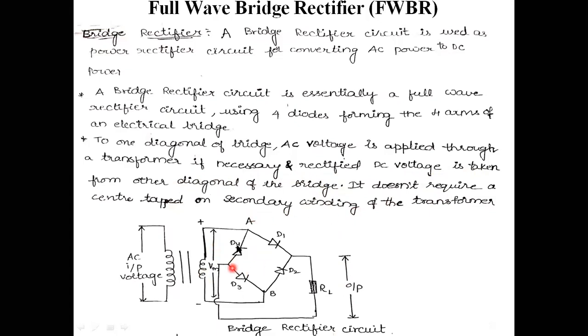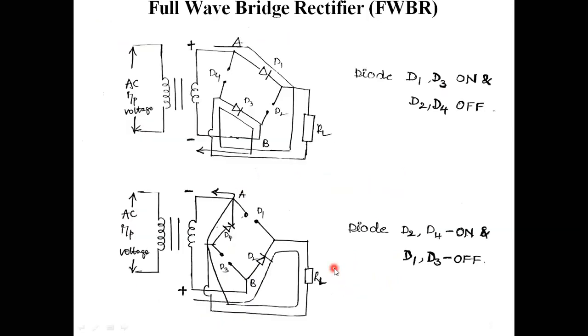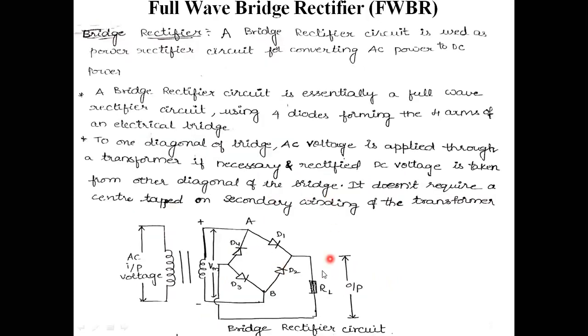These are the four diodes. To one diagonal, AC voltage is applied. From the other diagonal, we take out the output voltage across the load resistance RL. And this is the circuit diagram. This is the normal step down transformer. Four diodes are connected in the bridge format.